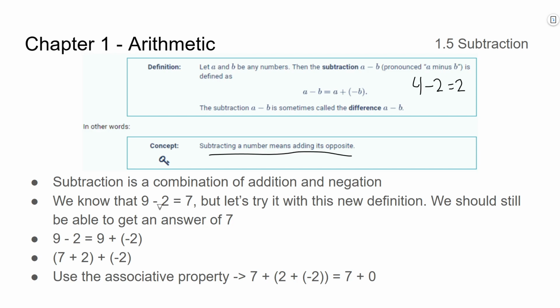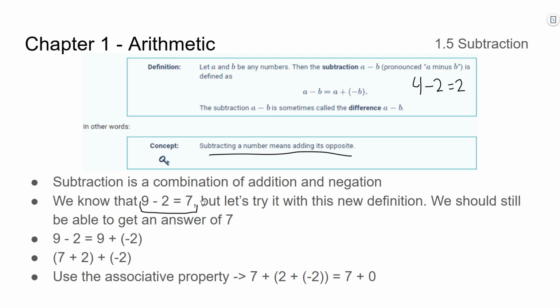So let's test this out. We've got to make sure it works first, because this wouldn't be very useful if this new definition doesn't actually work. We know that 9 minus 2 equals 7. That is obvious if you're at the level of taking this course. If we convert it to this new method, we need to get the same answer. If we don't get the same answer, then we can't do it this way.